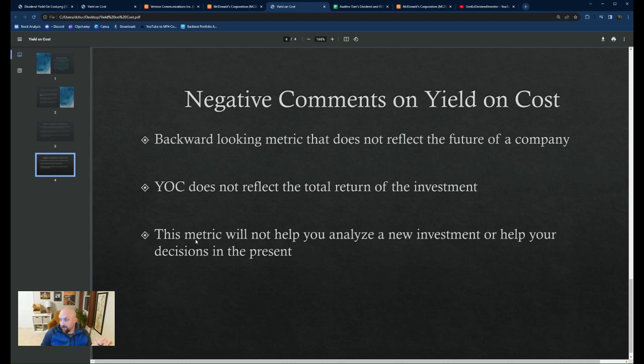The other negative is that this metric does not help you analyze a new investment or help you with decision-making in the present. This is not a metric you can use to evaluate where to allocate your capital in the present, and it's not really something that allows you to screen for new investments, that I'm aware of. So yield on cost is kind of just a thought experiment for you to look at your investments, and it allows you to gauge how your investments have done over time in a different way than just looking at total return. So this allows you to look at the performance of the dividend portion of your investments from the past.